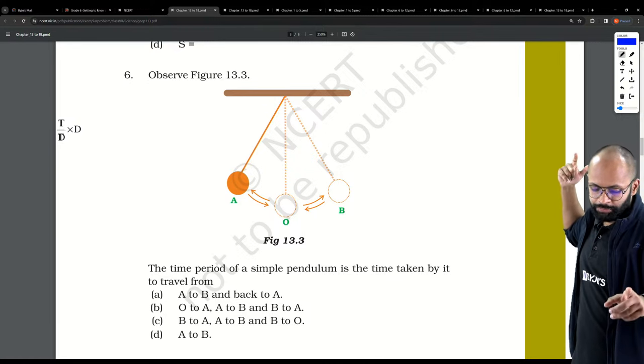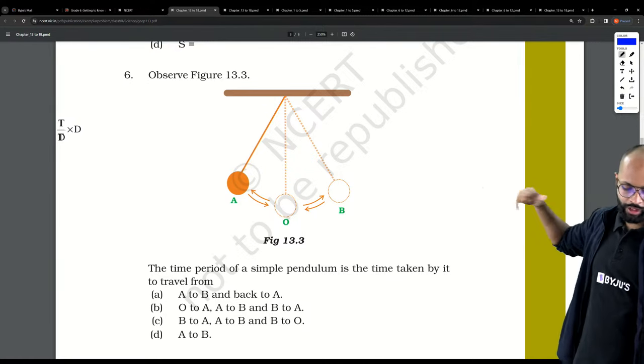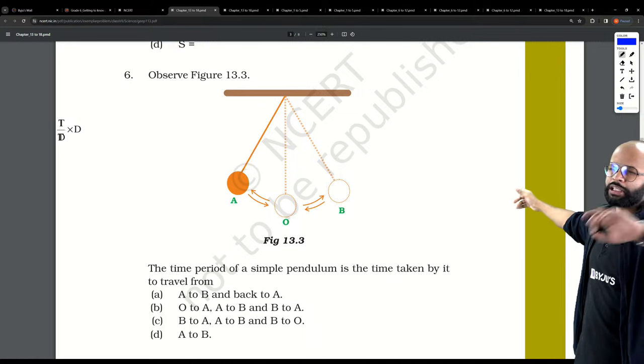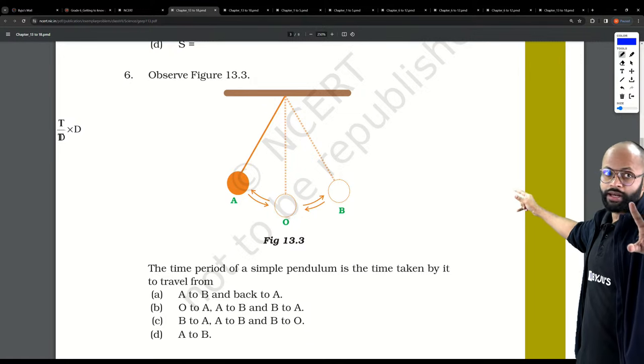The time period of a simple pendulum is the time taken by it to travel from. I have explained this multiple times. Those who are regular will know, it is quite easy.